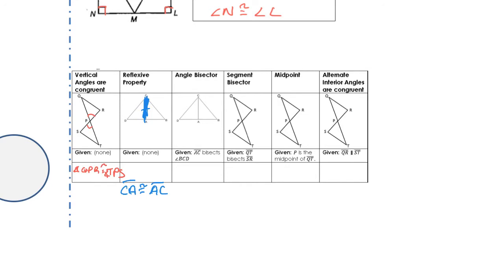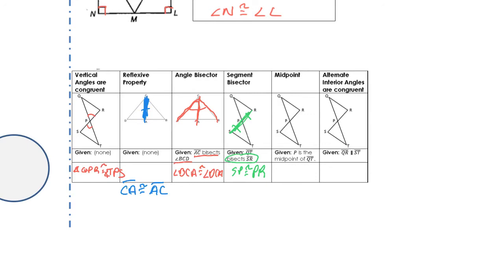Angle bisector. If they say AC bisects BCD, BCD is this angle. If AC cuts it in half, I know this angle is equal to this angle. So angle BCA is congruent to angle DCA. Segment bisector. If QT bisects SR, QT cuts in half SR, so SP is equal to PR. Remember, bisects means cut in half, so QT is cutting in half SR. I don't know that QT is cut in half.